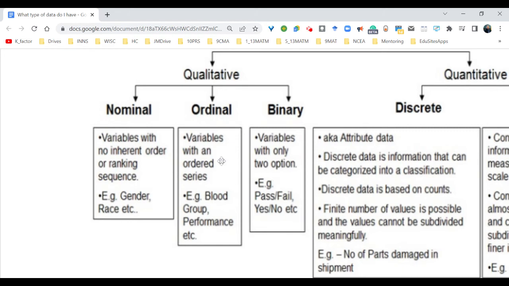Okay, only two options. Now, the other one is called ordinal variables, with an ordered series. For example, your preference: how much do you enjoy something, on a scale with 1 being least and 5 being enjoyed amazingly well. So 1, 2, 3, 4, 5. That's an ordered series. You could also have an ordered series such as an NCEA internal exam result: not achieved, achieved, merit and excellence.